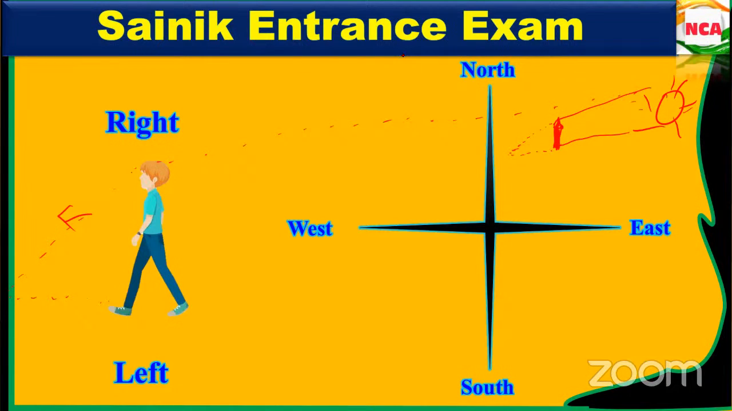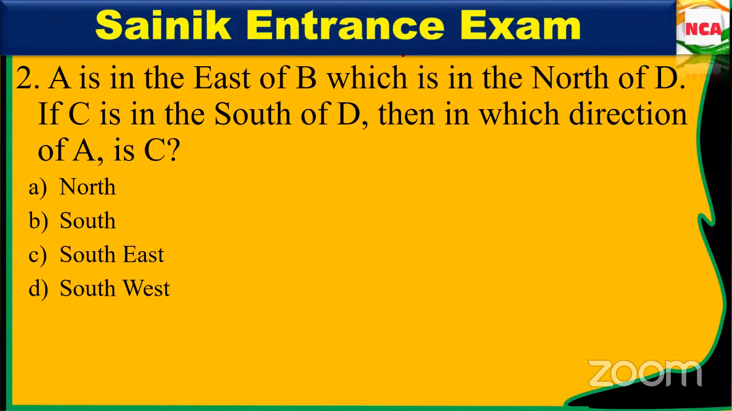We'll move on to the next question. A is in the east of B, which is in the north of D. If C is in the south of D, then in which direction of A is C? They are talking about placing the position of each letter. So I'm drawing four points: this is north, this is east, this is south, and this is west. So where is A?